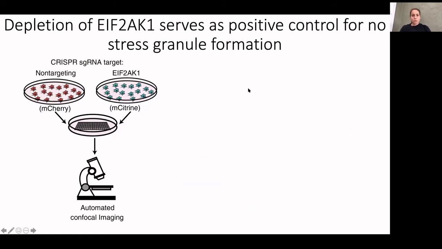And so to start this work, we used a positive control, which are guide RNAs targeting EIF2AK1, which is the kinase that is known to initiate the assembly of stress granules. And so what we can do is we can take cells that are labeled in 2 different colors. One has a non-targeting guide RNA and one targeting EIF2AK1. So in this setup, the green cells or the turquoise cells here would not form stress granules, and all the red cells will. And we can use that to benchmark our imaging platforms on the arrays and see how it works.